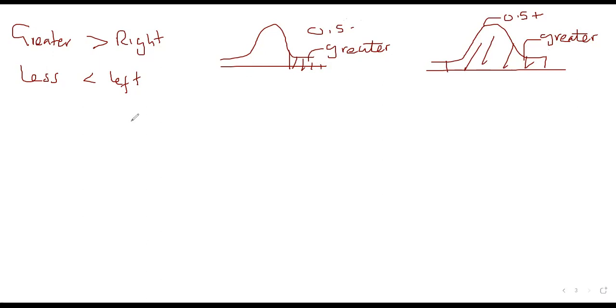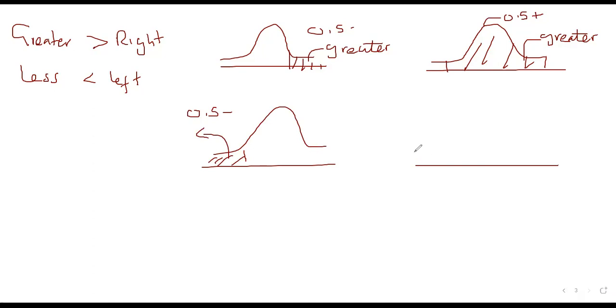On the other hand, less than means shade to the left. If we're shading the left, we're going in the left direction. This one here is a small shading. It means that the reading should be 50% or less. And this is also less than, except that we're starting from the right and going to the left. This is a big shading, so it is 50% plus.